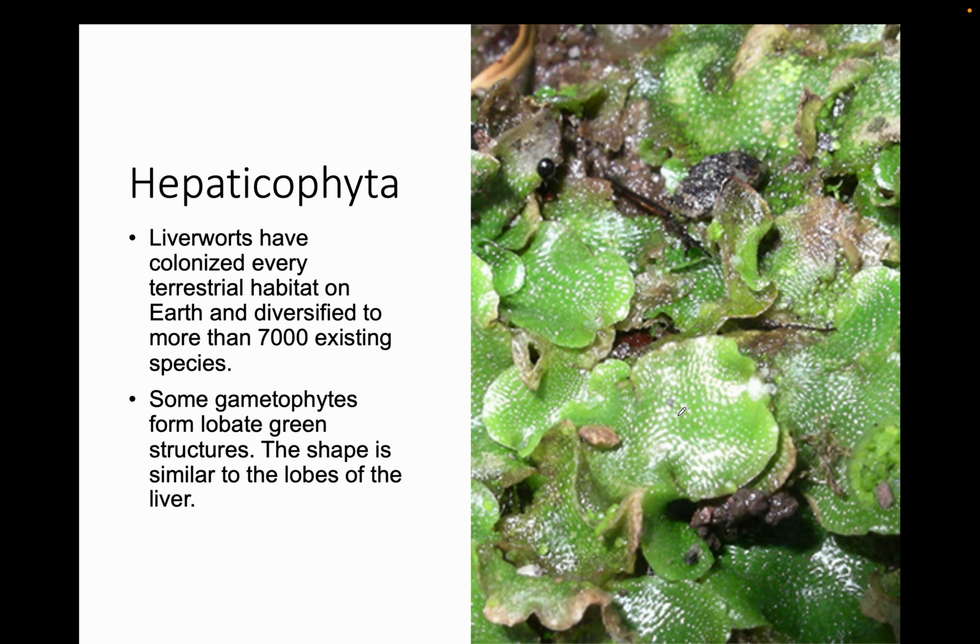Now let's cover the major types of bryophytes. We have Hepaticophyta, the liverworts, one of the first ones to appear. They are able to colonize a number of ecosystems, especially terrestrial habitats, and there are more than 7,000 existing species. Some gametophytes of Hepaticophyta form lobate structures, hence the term hepatic, since they look like liver lobes. The gametophytes are lobular, very similar in shape to the lobes of the animal liver.